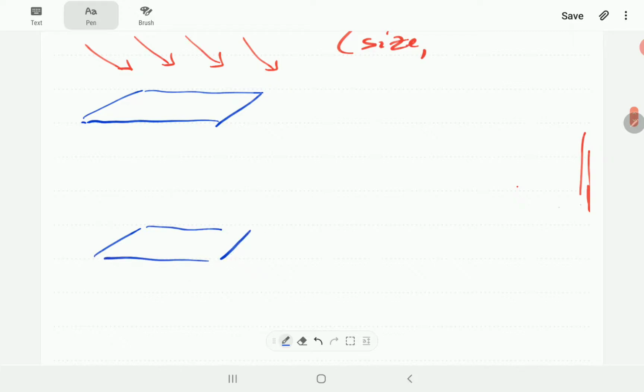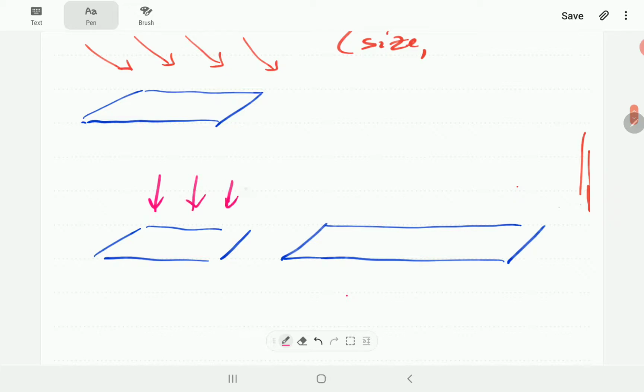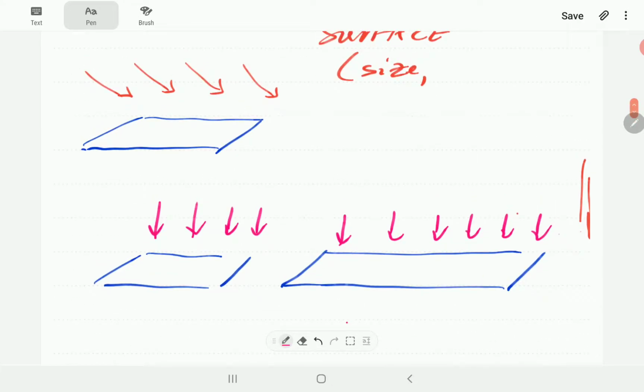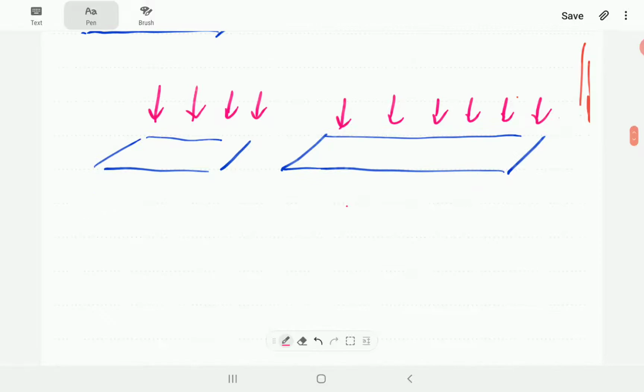So if you take this surface and take this surface, which is perhaps twice as long as the first one, then we expect that if you keep the intensity of the rain the same, then if you've got double the surface, the rate of collection is going to double as well. So that's going to be the size of the surface. But again, there's going to be the issue of the angle at which the surface is oriented.